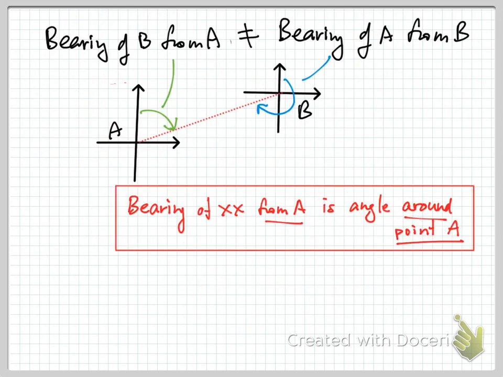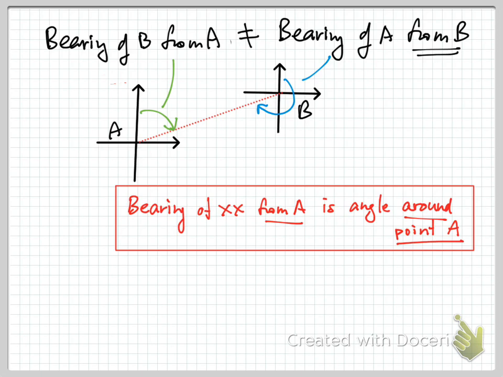Now, people make the most mistakes in bearings by confusing the bearing of B from A with the bearing of A from B. They are two different ideas, as you can see with these 2 points here. If we are talking about the bearing of B from A, it is the angle around point A. This is the green angle from A. So the angle will be rotating around point A. On the other hand, if it is the bearing of A from B, then the angle is around B. So this is an easy way to make sure that you get the correct bearing.